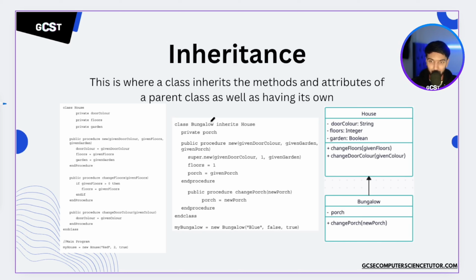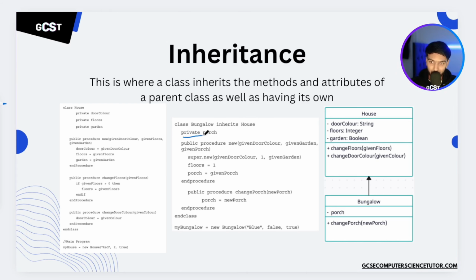For example, the bungalow inherits from the house, so automatically these attributes here for door color, floors, gardens are already accessible to bungalow, as well as these methods over here. Now, what's important here is you can have your own attributes for the child, and the constructor, if you notice, has a special thing over here which is super.new.